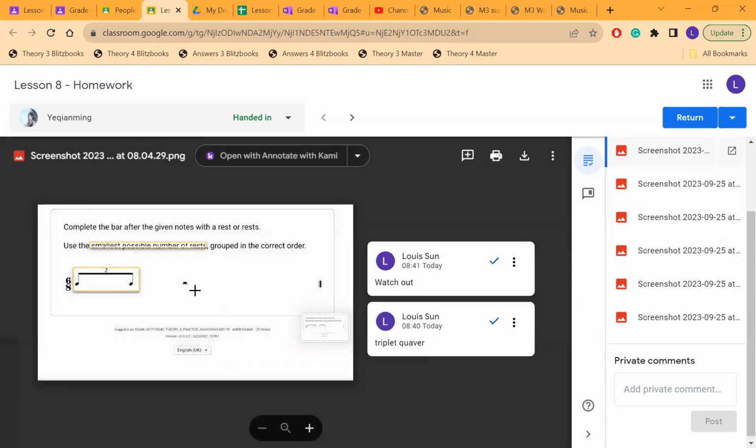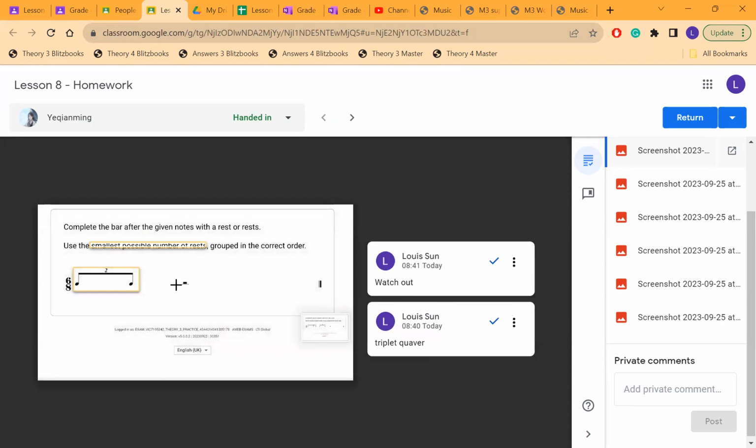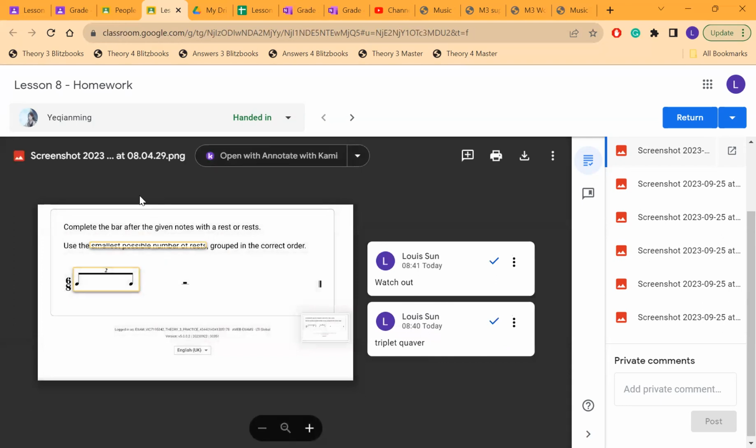No, because you did a full bar rest there. Oh no, that's a minimum rest. It should be the smallest quantity of rests. So you don't want to use as many different rests essentially. So for example, the correct answer here is actually a dotted crochet rest. Okay. So you know why?